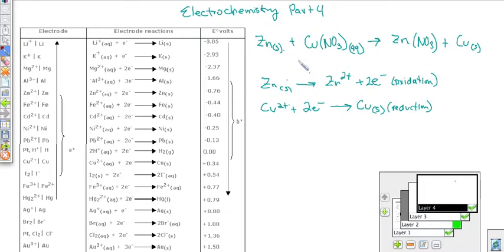Here we have a single replacement reaction where zinc takes the place of copper and produces zinc nitrate, and then copper goes back into solid form. So what actually happens here is that zinc is going to change in its electrons and copper is going to change in its electrons. So electrons are going to move from one to the other.